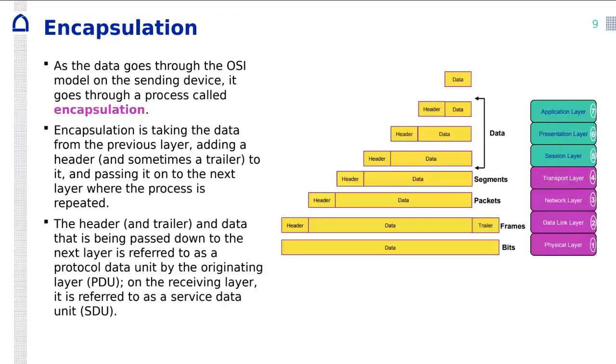We already talked about data. In the upper layer, it is called data. Then it is a segment. You see, a header is added in the segment. In the packet, a header is added. In the frame, we have a trailer and a header. Then it is converted into bits.